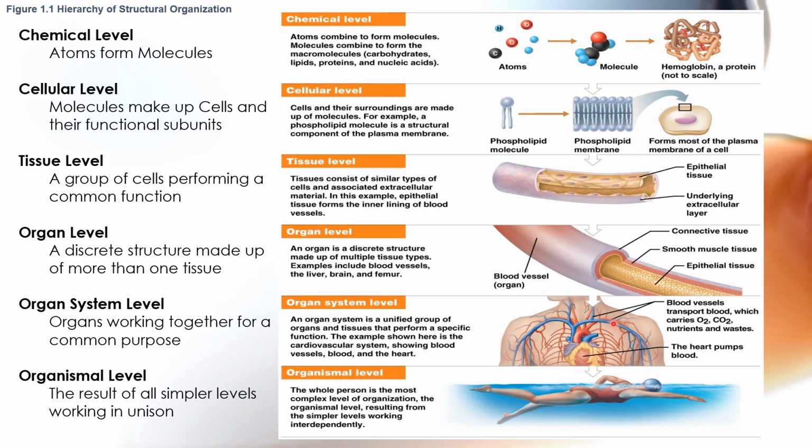And then the organismal level is the highest level. Again, all those organ systems come together to create a living being, whether that be a human or an animal or whatever that may be, right? So that is how the body is organized. All living beings are organized this way, right? So we go from small to big.